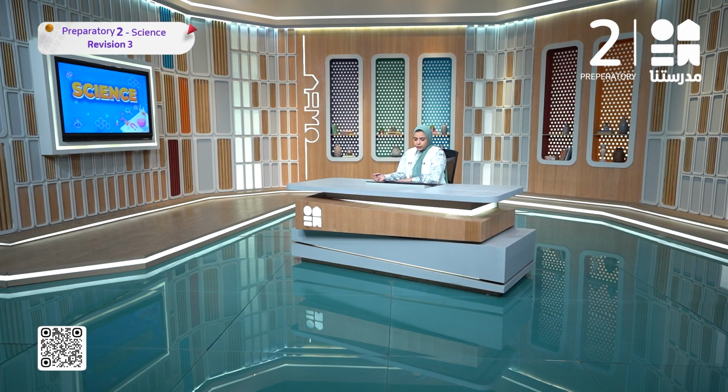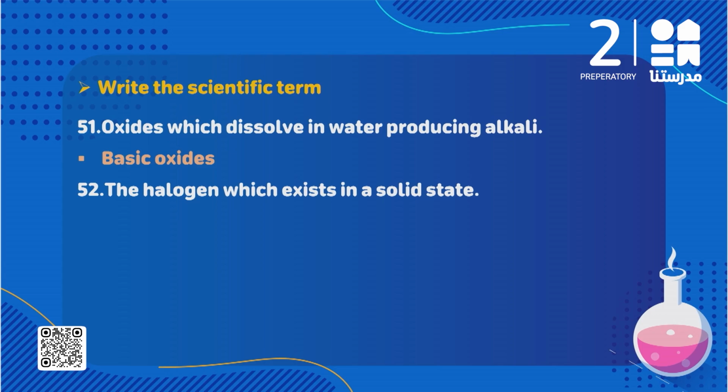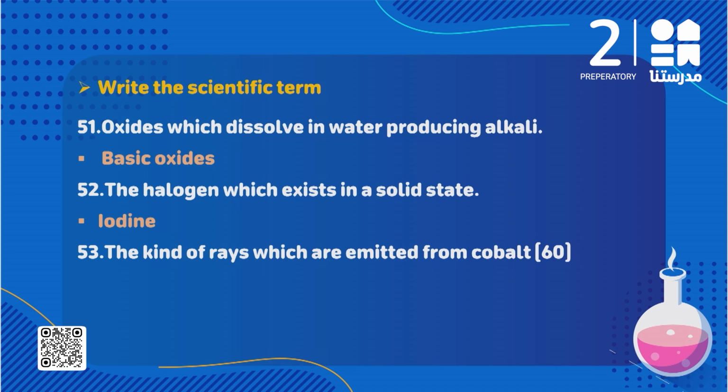طيب, the halogen which exists in a solid state, it's called iodine. So we have fluorine, chlorine, they are halogens in gas state. We have bromine is halogen in a liquid state, and we have iodine is halogen in a solid state. The kind of rays which are emitted from the cobalt 60, احنا قلنا cobalt 60 used in food preservation because it emits gamma rays.